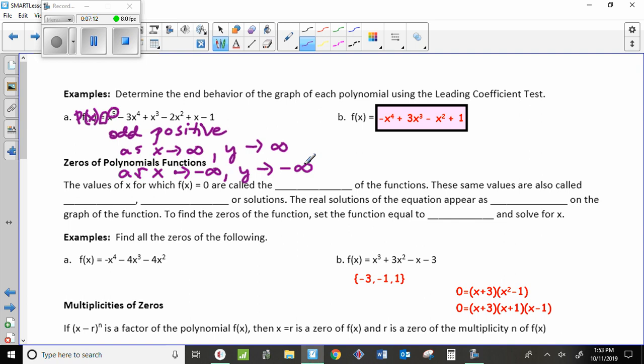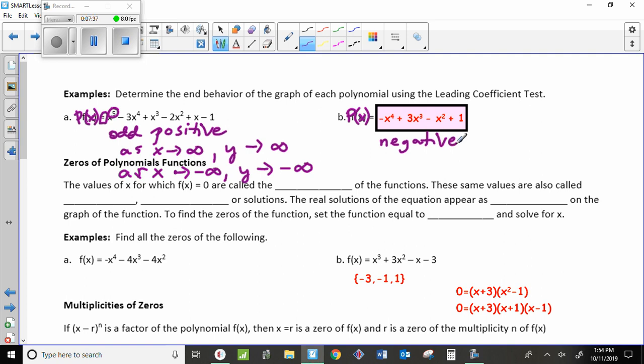Right? Now, how about the second example? I think we have a typo there in your note sheets, so we'll change it to this example instead. Our polynomial p of x will be equal to negative x to the fourth plus 3x cubed minus x squared plus 1. So we consider that this is a negative leading coefficient.